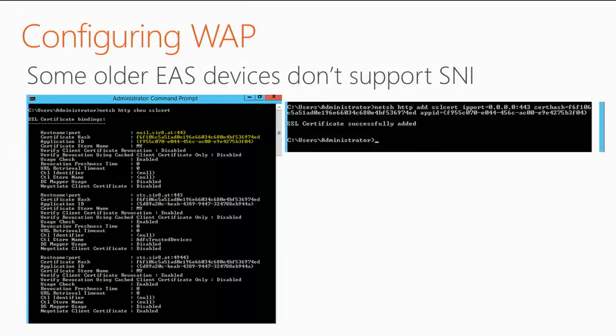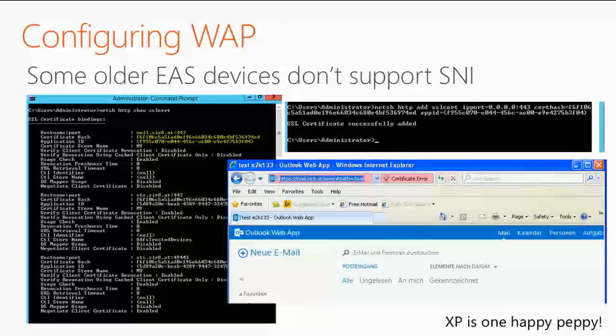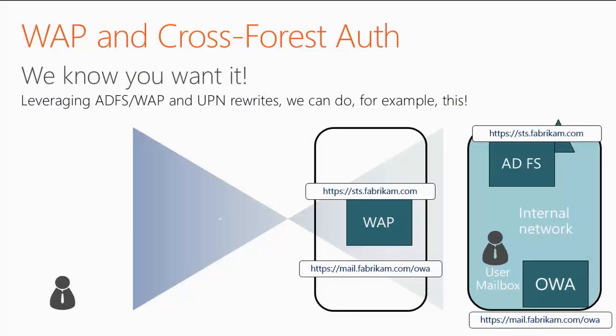The way we do it is in netsh. We'll just pick up the thumbprint of the default cert we want to have and assign it to http.sys. After we've done that, XP is one happy pappy, and all their ActiveSync devices will be pretty happy with that as well. All right. Now, one for the books. It's one of the coolest stuff you're probably going to see at this event.